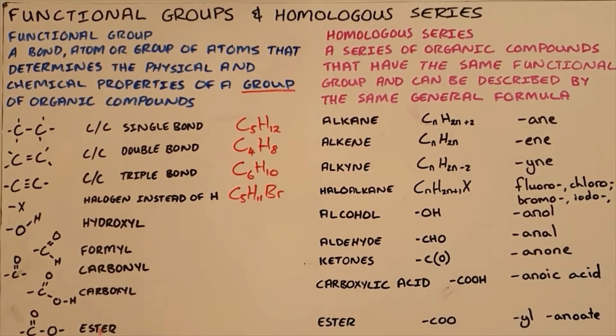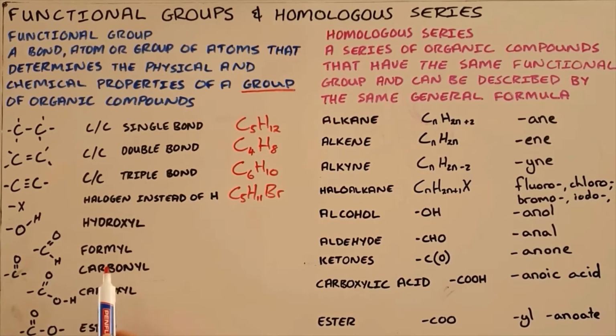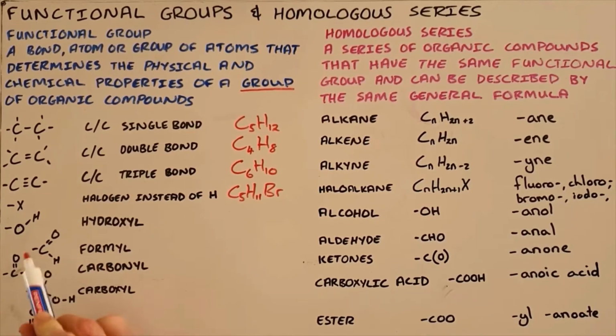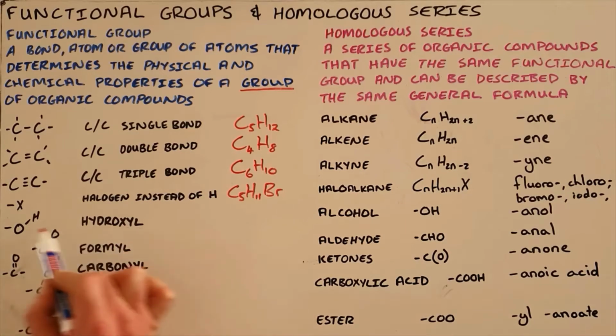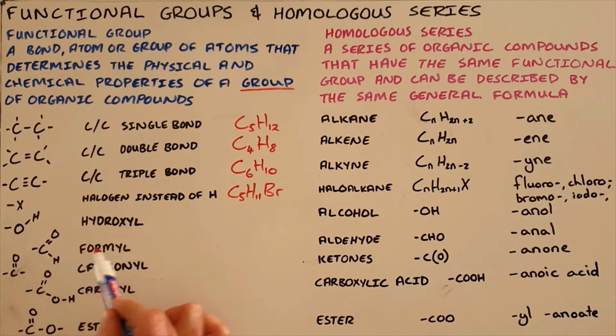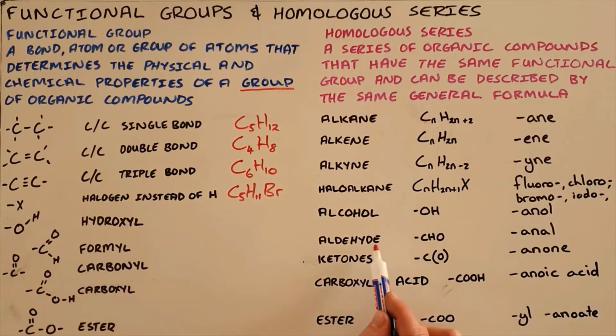Next, we have what is known as the formyl functional group, which is a carbon double bonded to an oxygen and single bonded to a hydrogen. And any compound that contains this formyl functional group would belong to the aldehyde homologous series and therefore get the suffix -anal. It is represented as CHO in condensed structural formula.